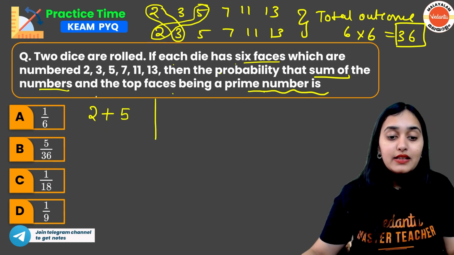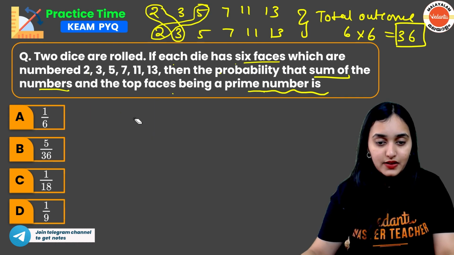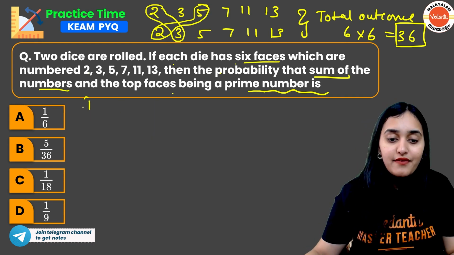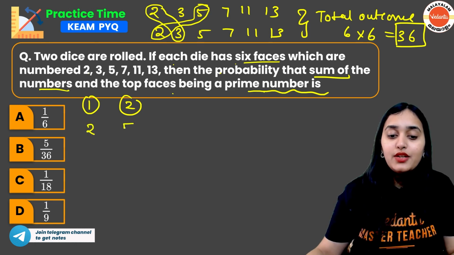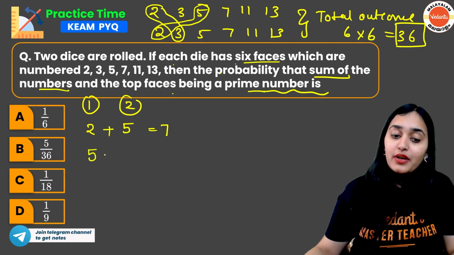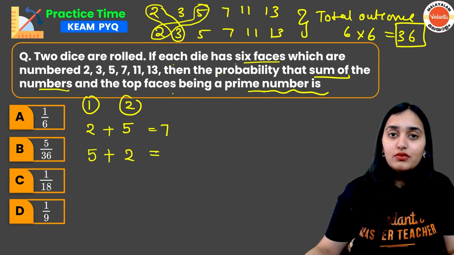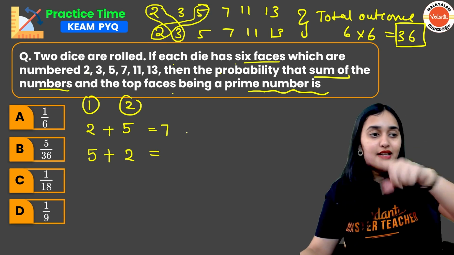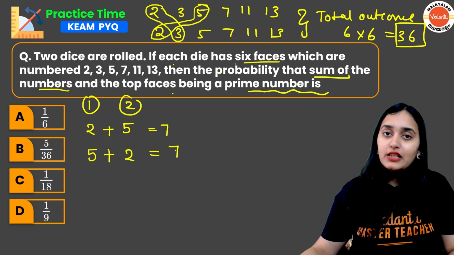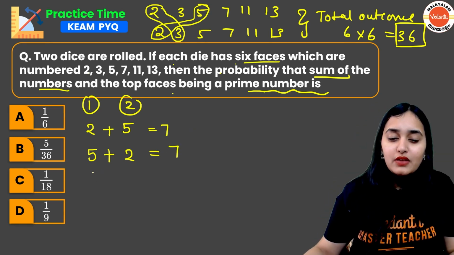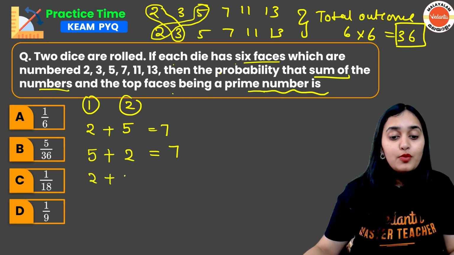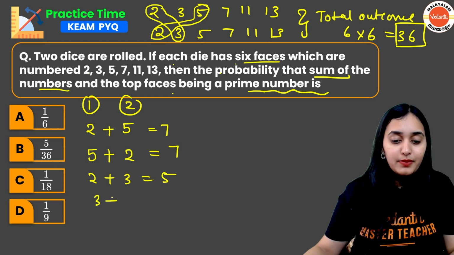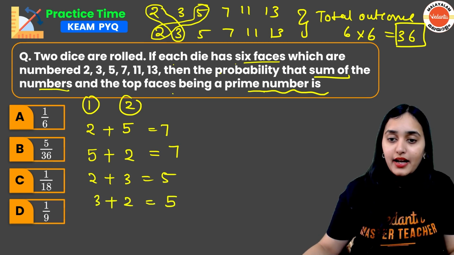Similarly, let me write it this way, okay? Die 1, die number 2. In the first dice, if you get 2, in the second you can get 5 because 2 plus 5 is 7. In the first dice you can get 5, in the second you can get 2. That is also one possibility. Now 2 5 can come, 5 2 can also come. Any other combination we have? Let's see. 2 3. 2 plus 3 is 5. Similarly, 3 plus 2 is also 5.